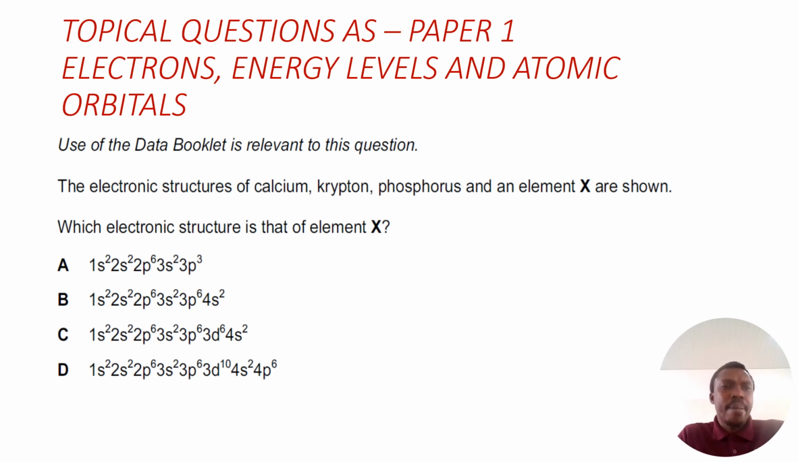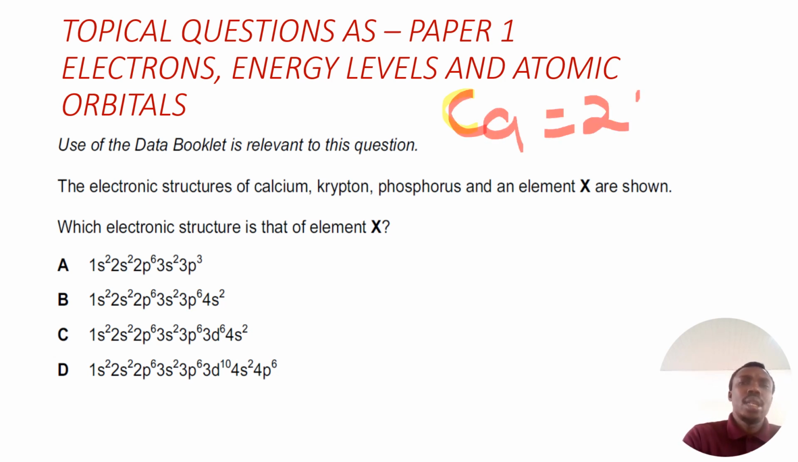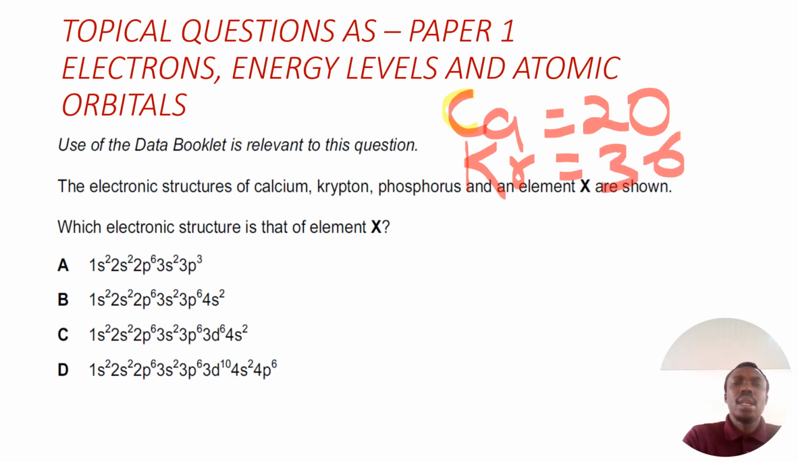So the next question is, use of the data booklet is relevant to this question. The electronic structures of calcium, krypton, phosphorus, and an element X are shown. Which electronic structure is that of element X? So we're instructed to use the data booklet. The data booklet is to check for the atomic numbers of the elements from the periodic table. So the first element is calcium. Calcium has an atomic number of 20. The next one is krypton. If we use the periodic table, krypton is 36. Then the next one is phosphorus. Phosphorus is 15. So we are looking for element X, of which we don't know.